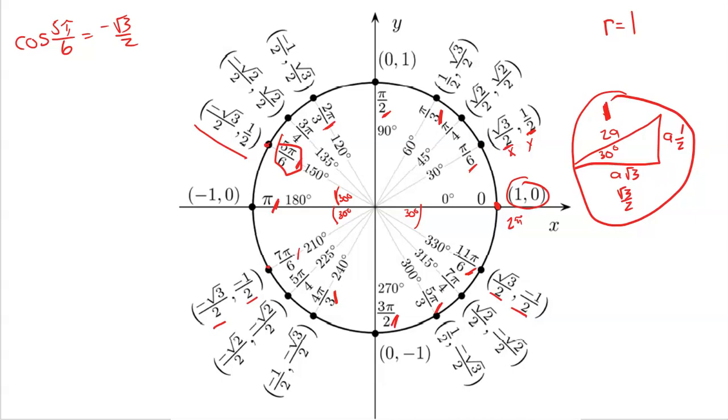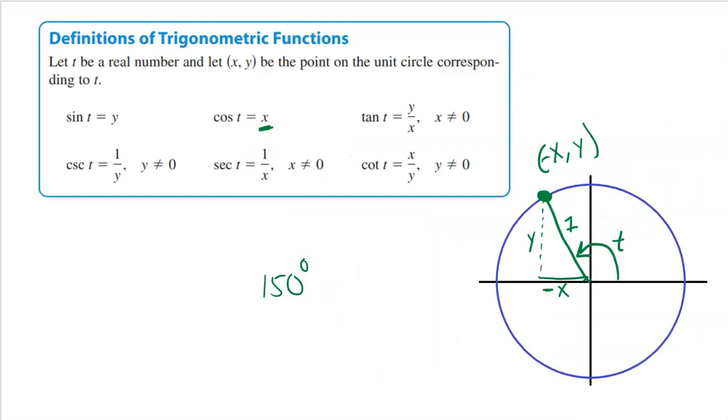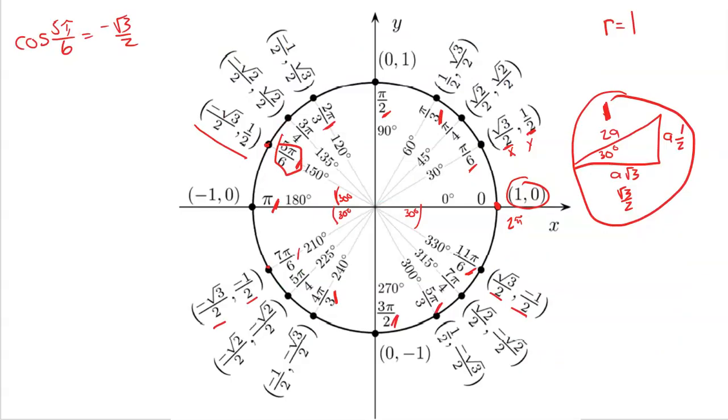But again, all I had to do was open my eyes. I had to look for 5 pi over 6. And once I found 5 pi over 6, I remembered, hey, go back here, right? Remember, cosine is the x-coordinate as long as you're on the unit circle. So this is the unit circle. It has a radius of 1. So bingo, there it is. Also, let's do a couple more.